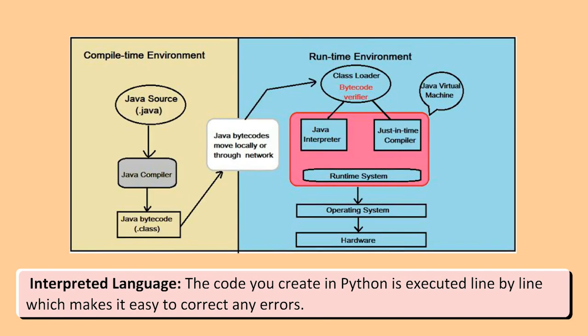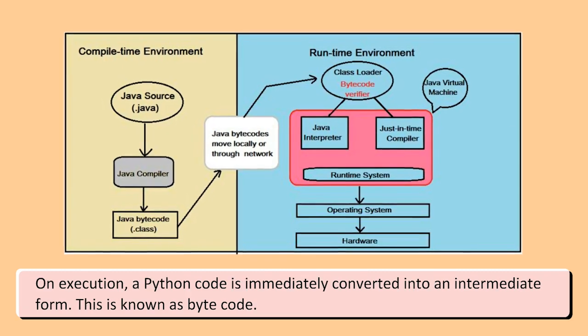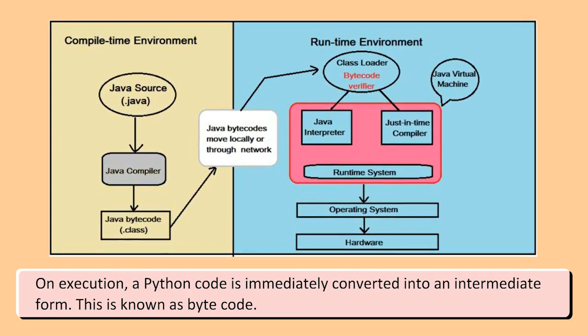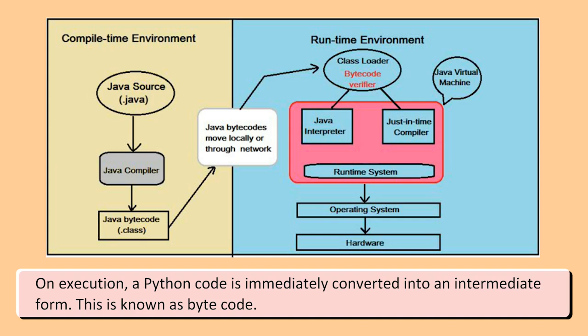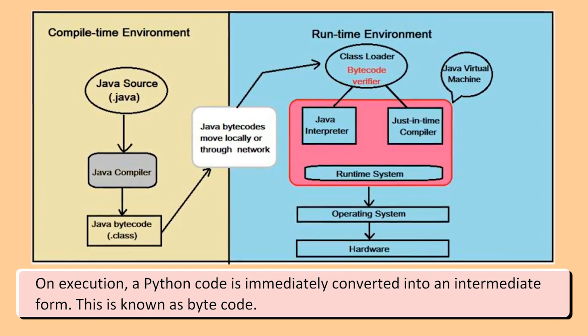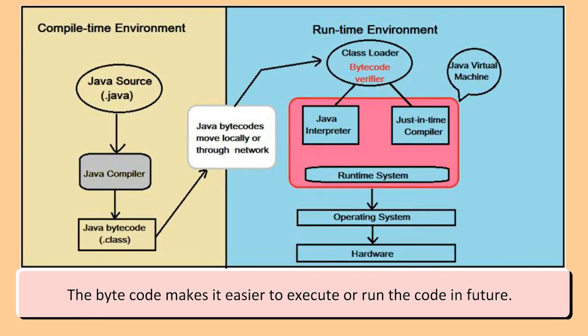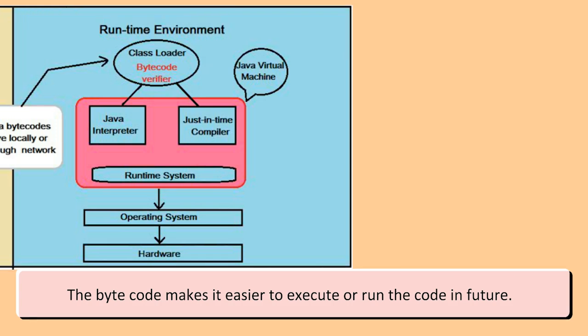Interpreted language. The code you create in Python is executed line by line, which makes it easy to correct any errors. On execution, a Python code is immediately converted into an intermediate form. This is known as bytecode. The bytecode makes it easier to execute or run the code in future.